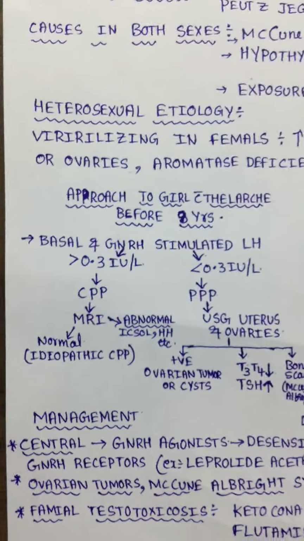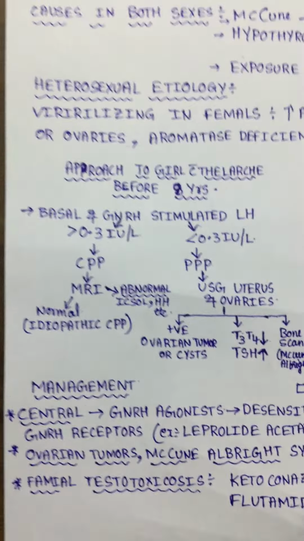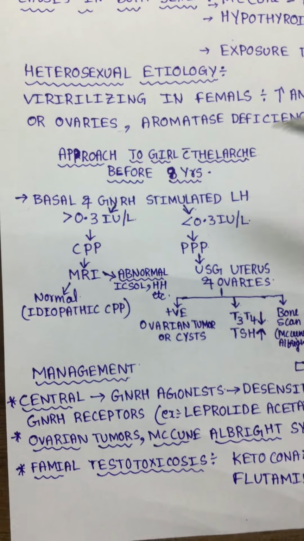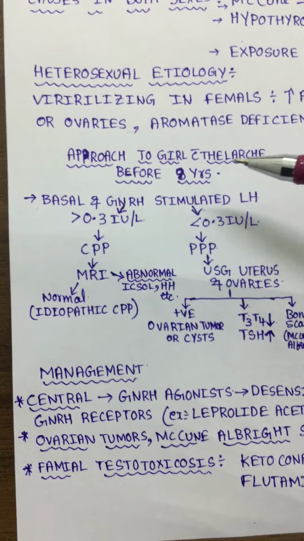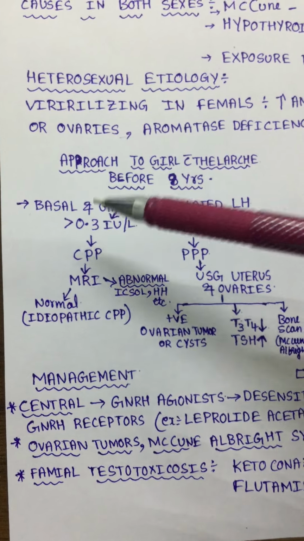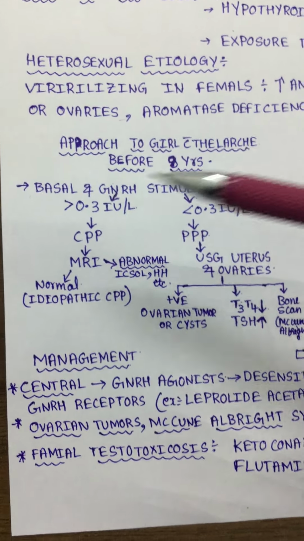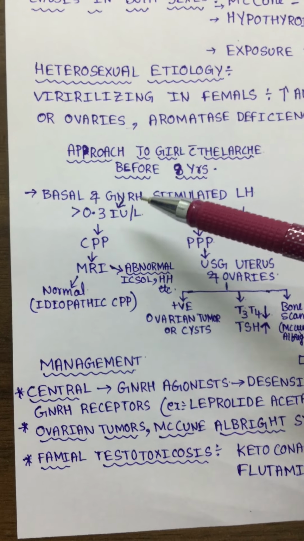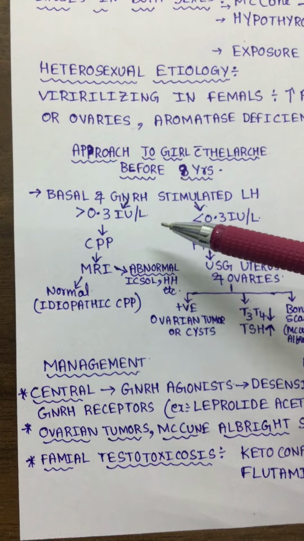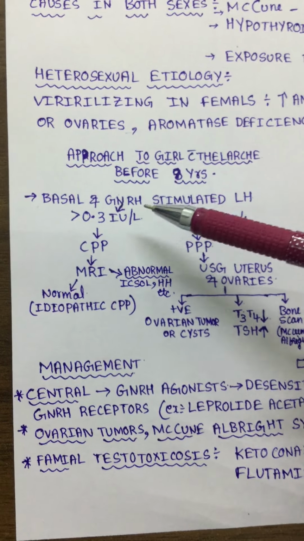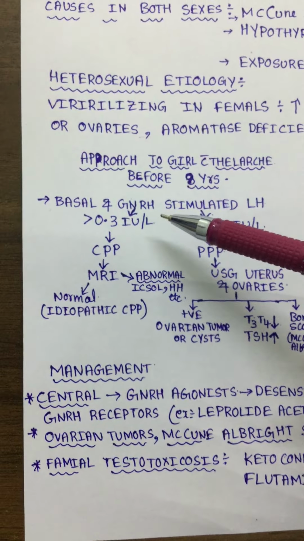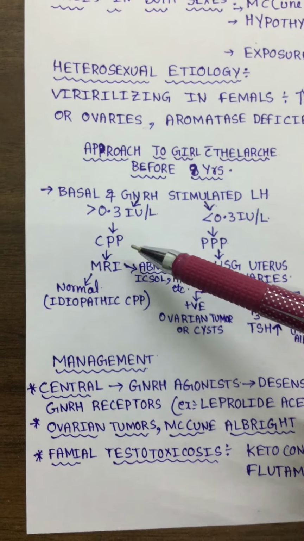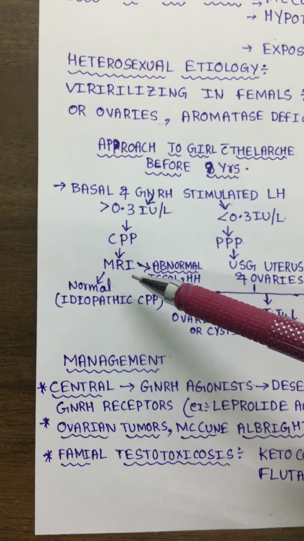Okay, next we will come to the approach. Approach the girl with thelarche before 8 years, thelarche meaning breast development before 8 years. Investigations to be done are basal LH and GnRH stimulated LH. If in basal LH or GnRH stimulated LH, the LH is more than 0.3 international units, it is gonadotropin dependent or central precocious puberty. So if it is more, then we can suspect central precocious puberty and go to the MRI.